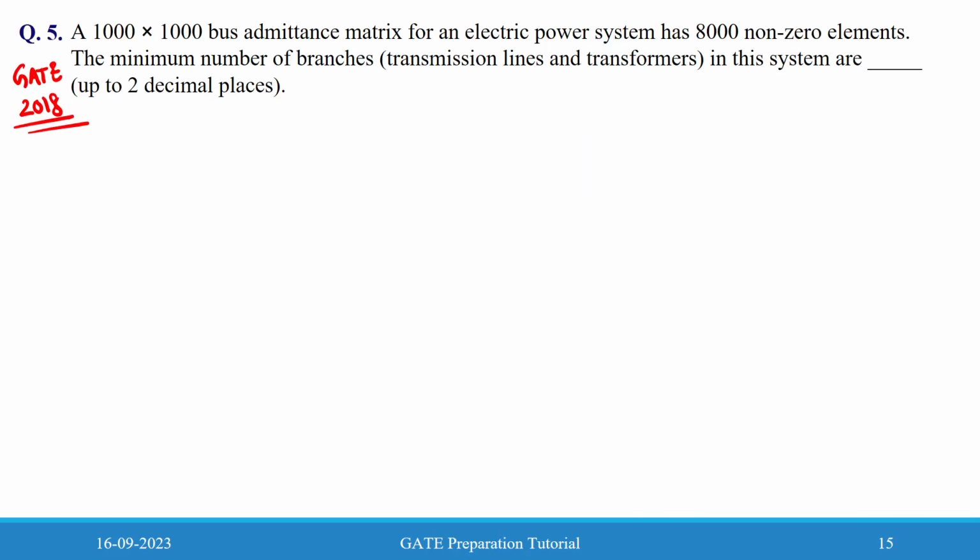We have seen the expression. Can the diagonal elements be zero? It will never be zero. So we can write that diagonal elements in the Y bus matrix, the bus admittance matrix, are always non-zero.